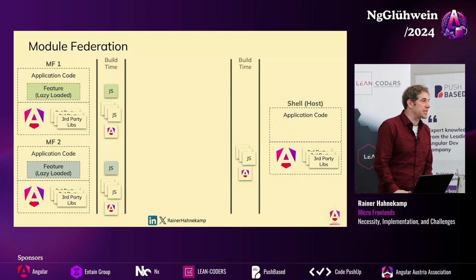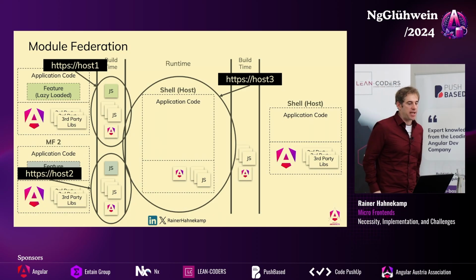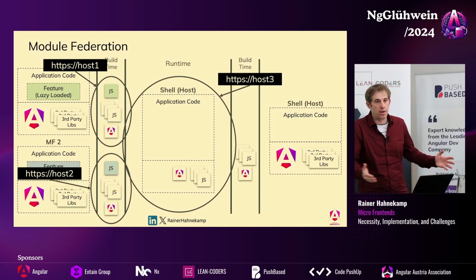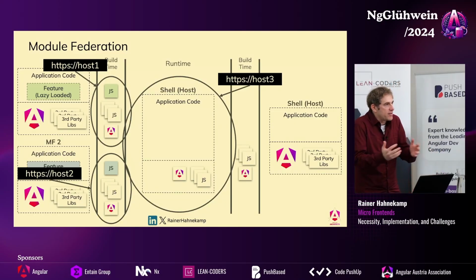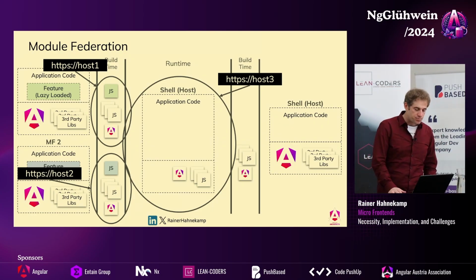The host is doing the same, it also builds. And then we have the possibility to say, well, all 3 applications that we see here can be hosted on different domains. So I can say host 1, host 2. These are the micro frontends. It could be a simple file web server, so just serving files and nothing else. And the shell also.